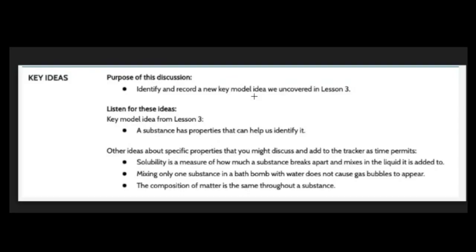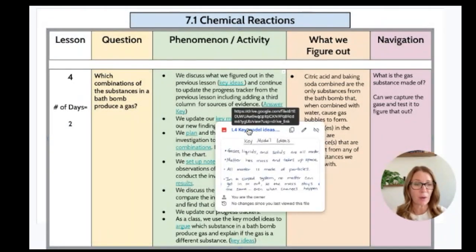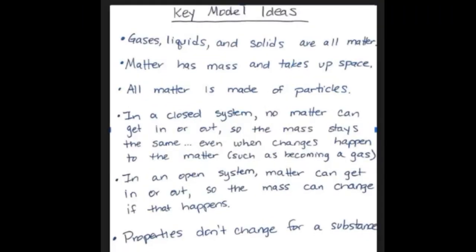a new key model idea that the properties of a substance can help us identify it. Things like melting point, color, solubility, those are all properties that can help us identify substances, and some other ideas that I was just mentioning. So then we update our key model ideas. This is the chart that we're keeping in class, and we add that the properties do not change for a substance. That's why we can identify them. So we're adding this to our class chart.